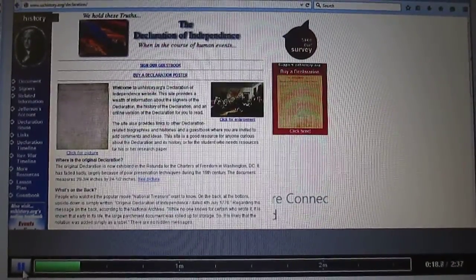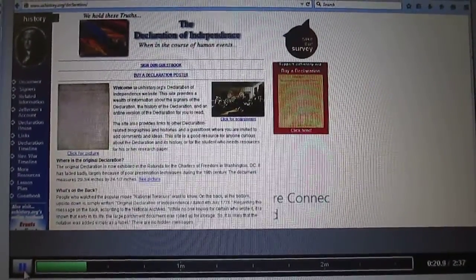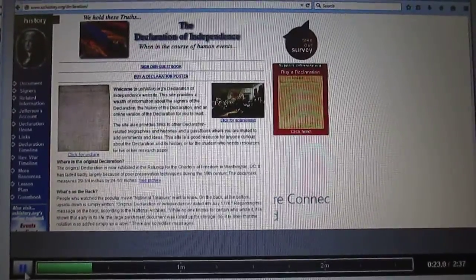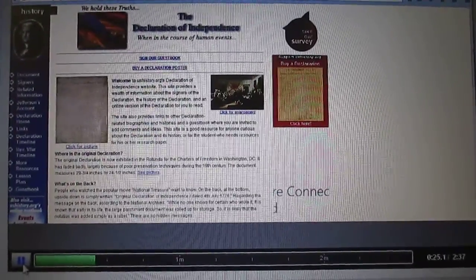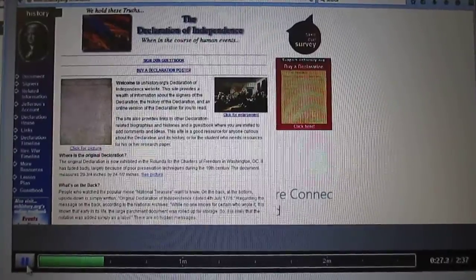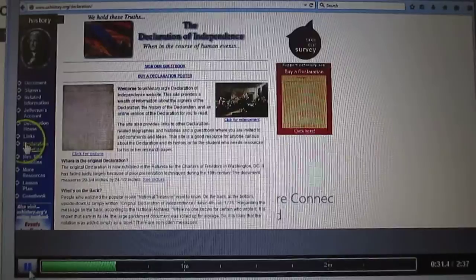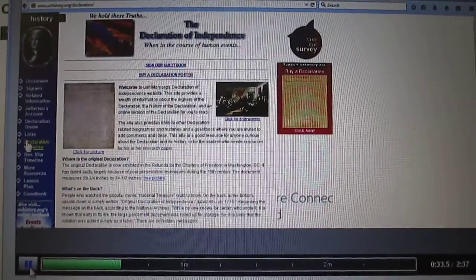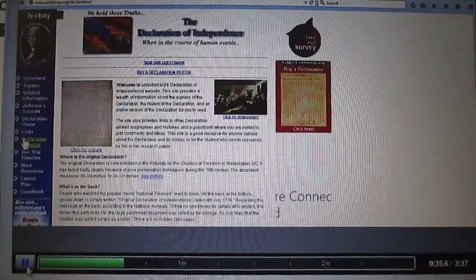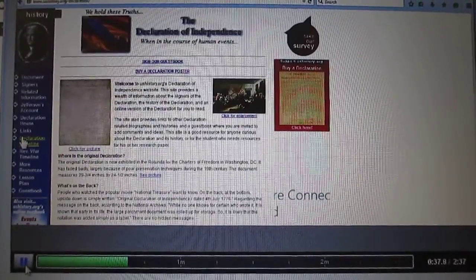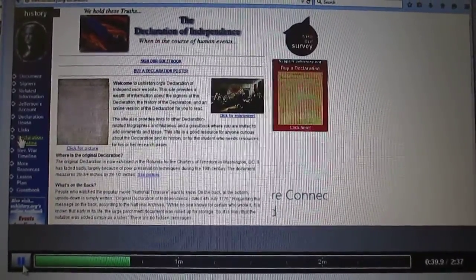On this webpage, ushistory.org, you'll notice on the left-hand side there'll be different links that you can go to find information. But what I'd like you to do is to find out, at least name 5 to 6 of the founding fathers who signed the Declaration of Independence. Also, we want to look at the exact day that it happened, and the year.